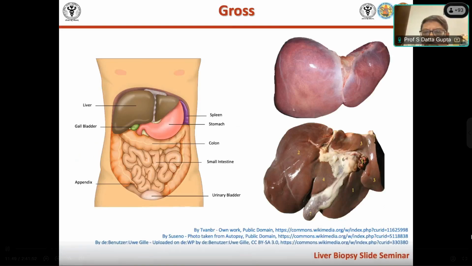For telling anything more. You know, this is the gross appearance. You can see my cursor? No. Can you see my cursor? Yes, sir. Okay, okay.